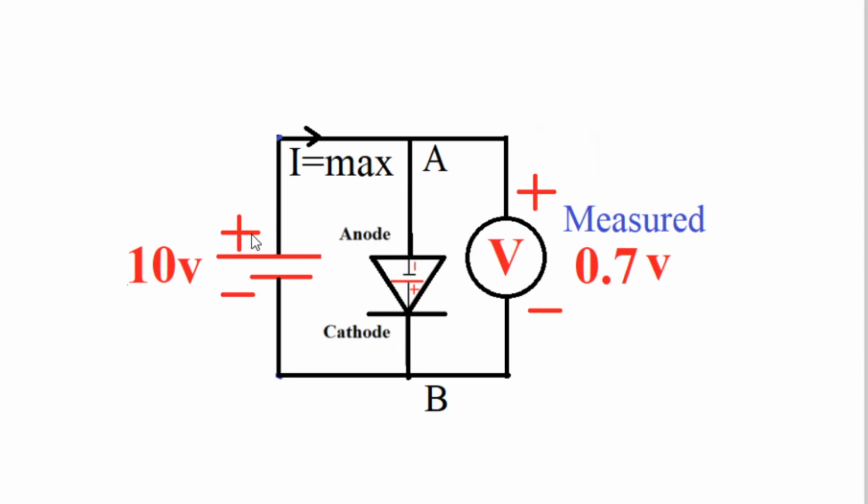This PN junction diode short circuits the voltage of the battery over and above 0.7 volt, which means 9.3 volt of the voltage of this battery is short circuited by this PN junction diode, and that is also called the drop across this PN junction diode. Therefore, the measured voltage is equal to 0.7 volt only.